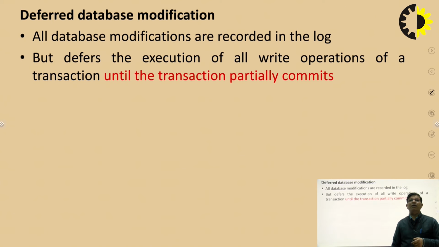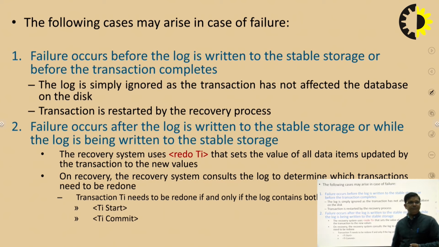All the database modifications are recorded in the log file, but the execution of the write operation of a transaction is deferred until the transaction partially commits. When the transaction is partially committed, we ensure that the transaction can be finally committed. So if we first ensure that, then the transaction will be finally committed and the new value of the particular variable is written over the media.